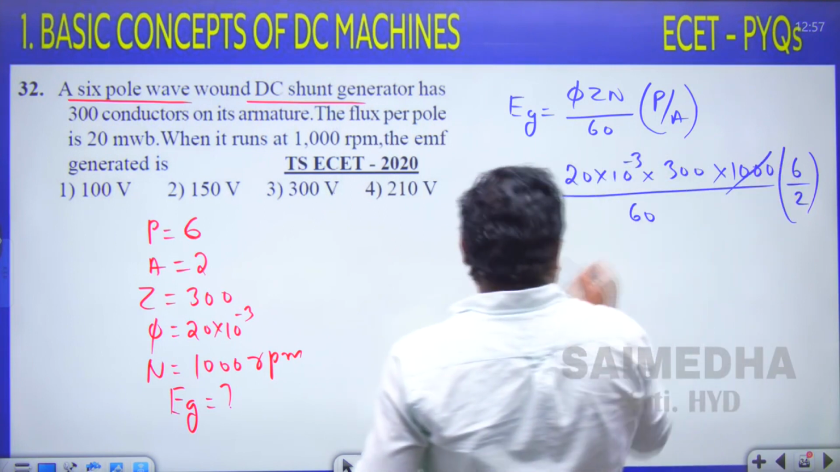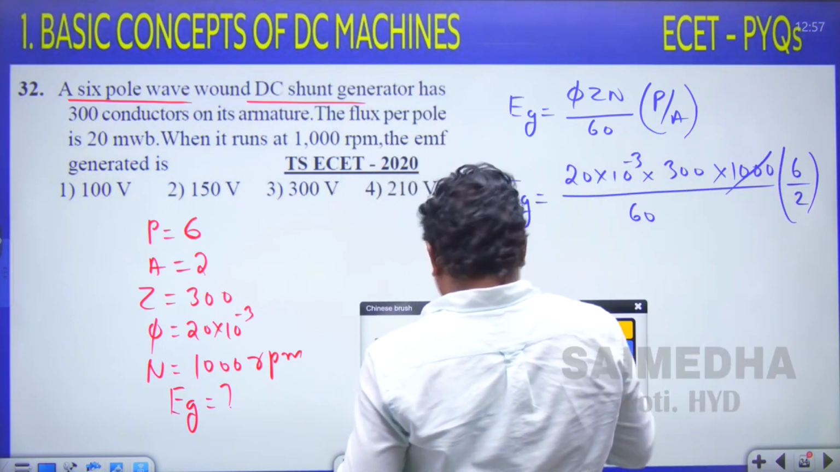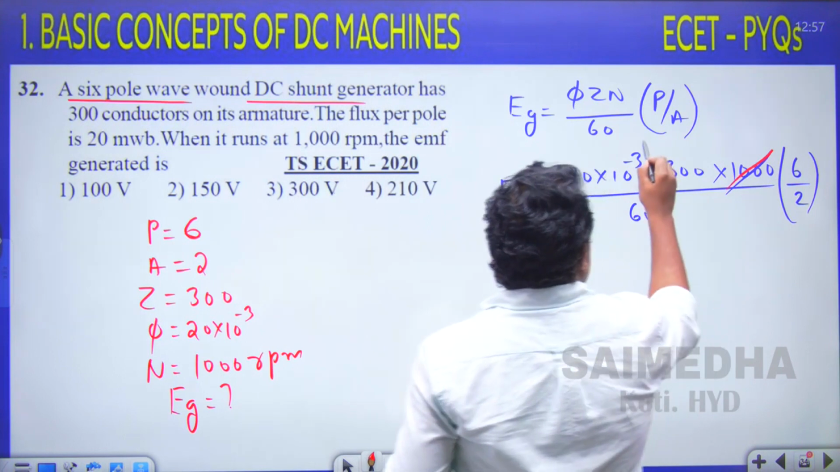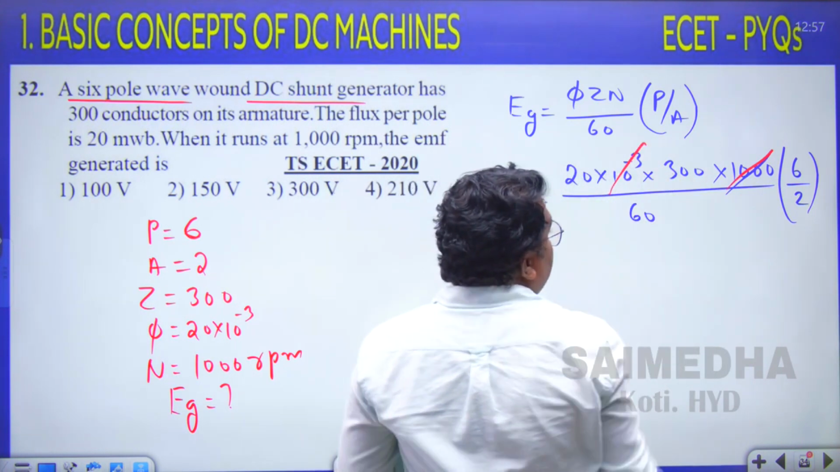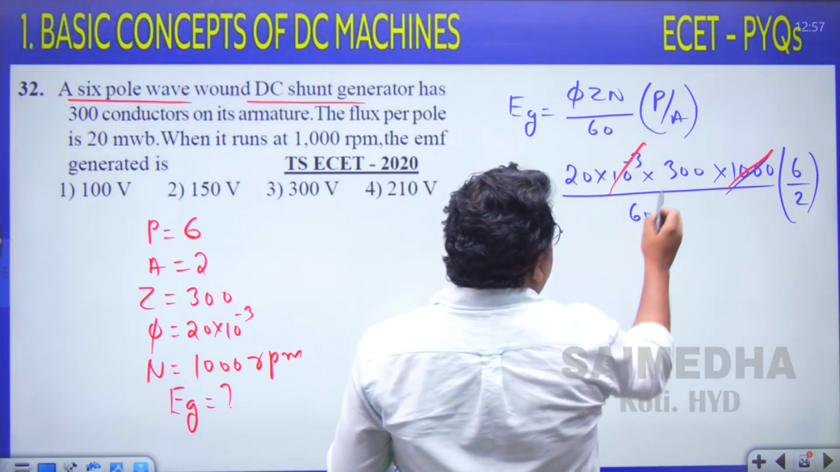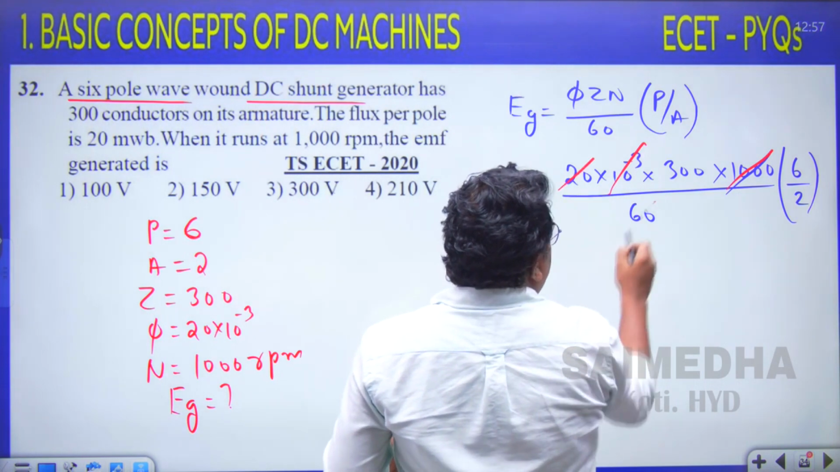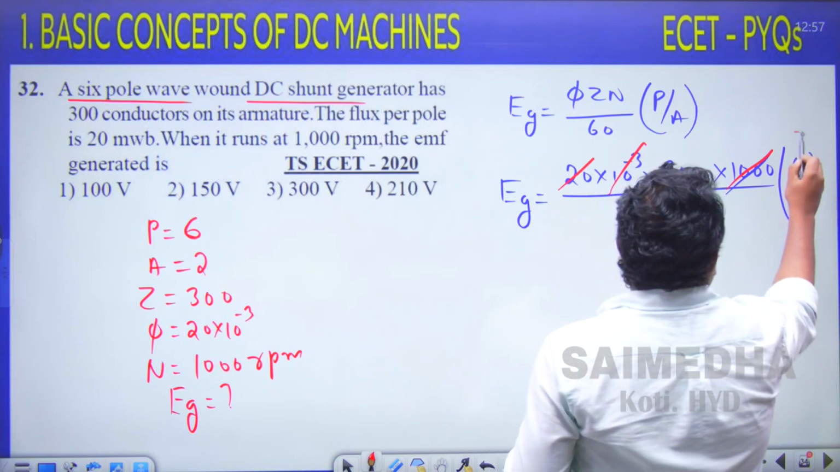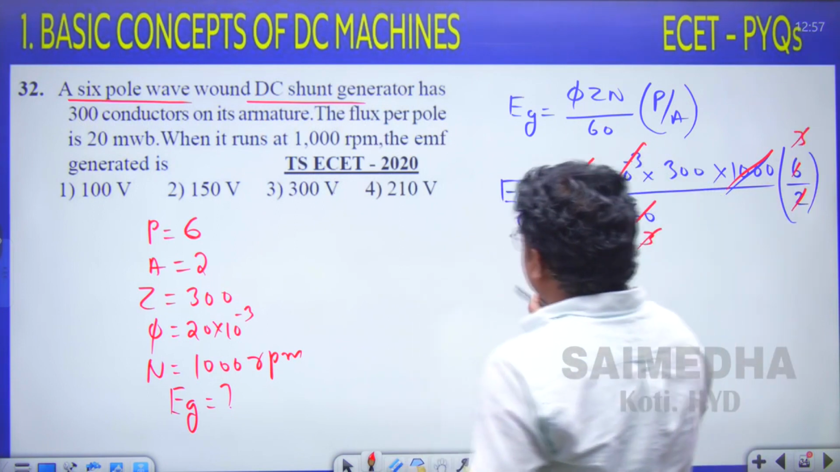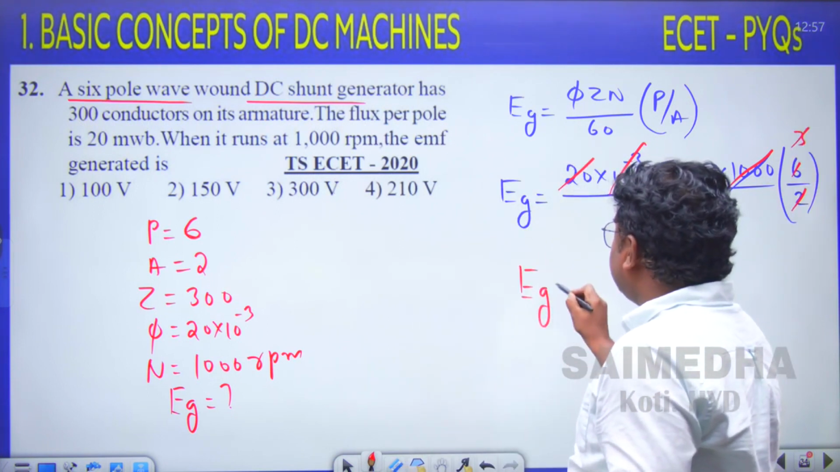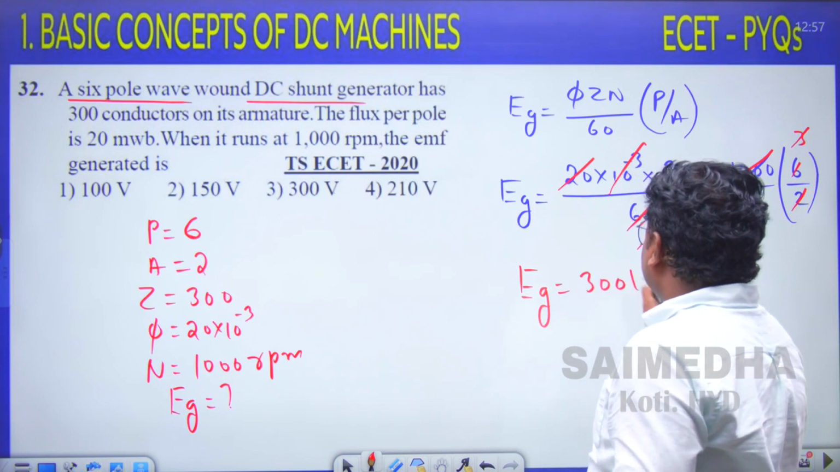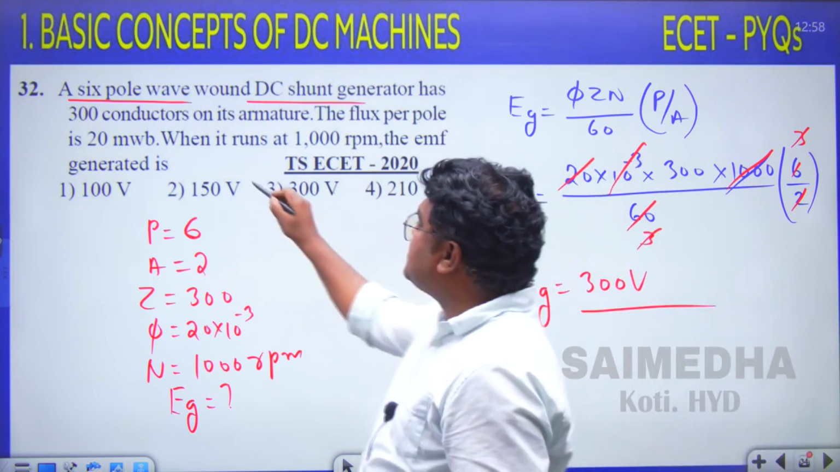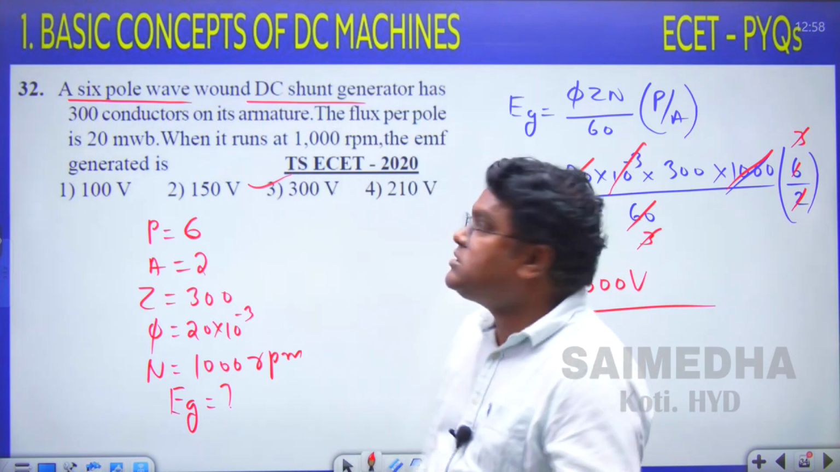So the 1000 and the 1000 will be cancelled out, and 10 to the power of minus 3 multiplied by 10 to the power of 3 cancel, and this is 20 multiplied by 3. And 3 and 3 will also cancel. So what is the answer? The generated voltage Eg is equal to 300 volts. So option 3 is correct for this question.